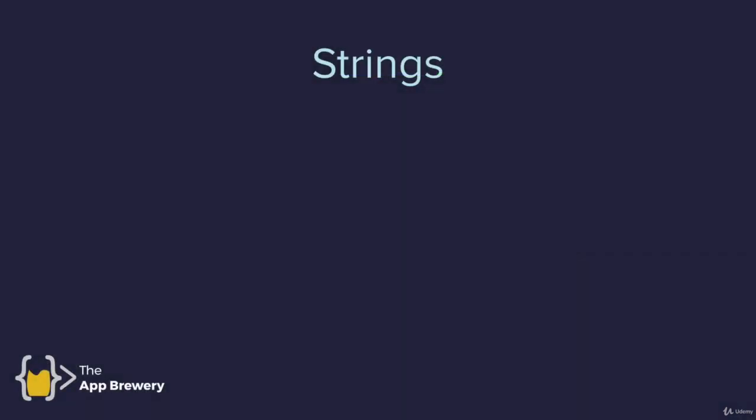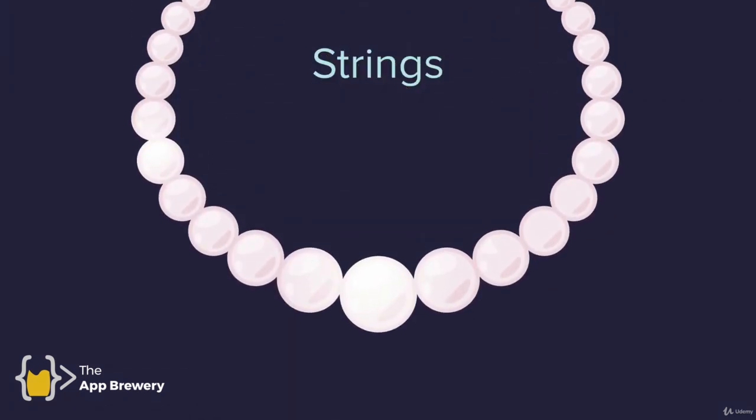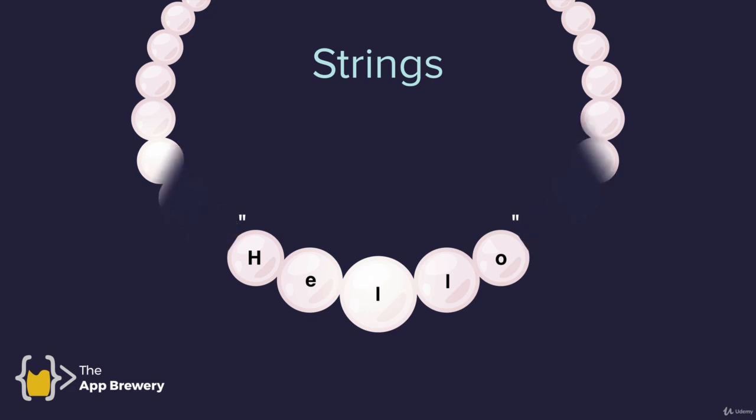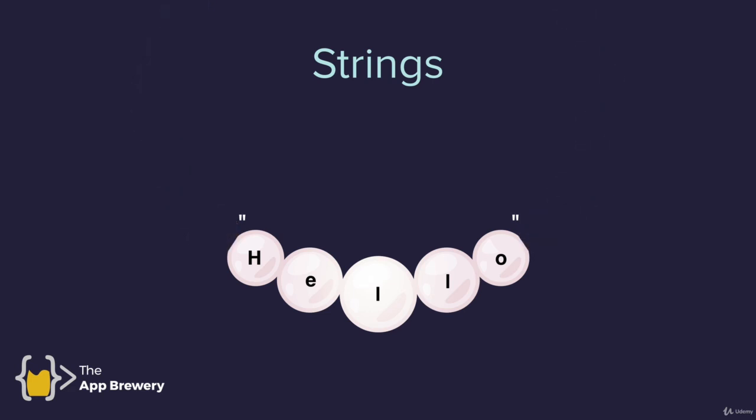And these pieces of text in programming lingo are known as strings. You can imagine it as almost like a pearl necklace, right? It's a string of characters. And what the double quotes do is they basically show the beginning and the end of that string of characters.